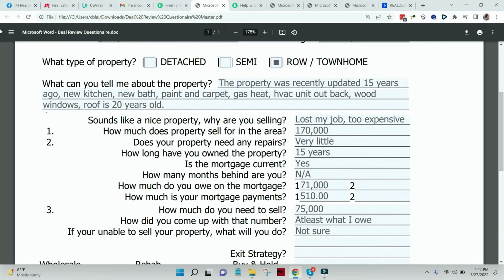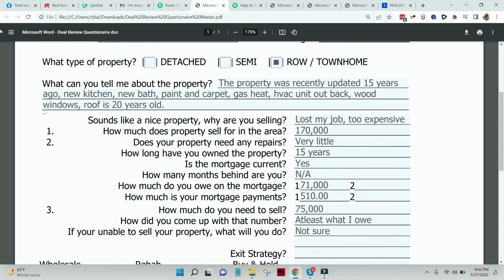Next question. How long have you owned the property? The reason why I'm asking that question is because it's going to go towards whether there's some equity in this property or not. For example, if the person said, I've owned the property for 1 year, and they didn't put a significant amount of money down, then there's a good chance that there's no equity in this property.